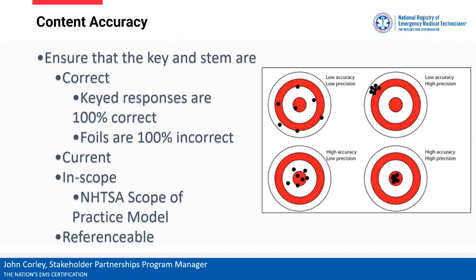You need to make sure that it's in scope for that level. And when I say in scope, I mean in scope at the national level, because it's the national certification examination, of course. Following along with that NHTSA scope of practice model and making sure that you have referenceable material, you can support your assertion that this content is correct. There's another layer you can add to this too, right? So if you do all of this stuff, you're doing really good.